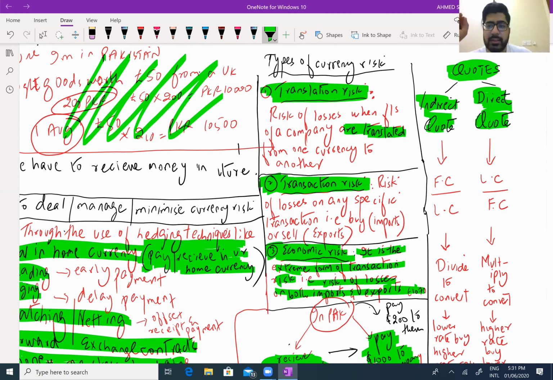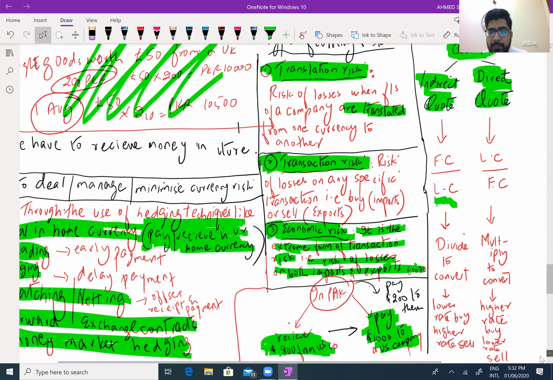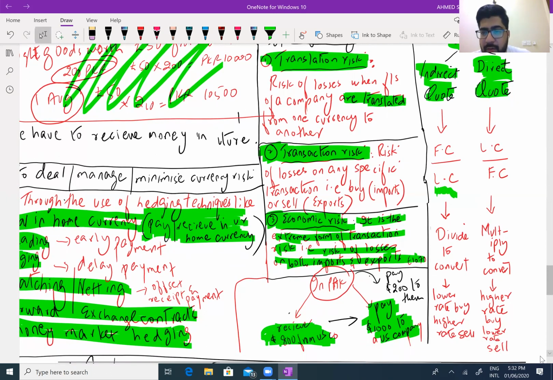Whenever you see that the foreign currency is in the numerator and the local currency is in the denominator, that's a sign of indirect quote. Whenever you see indirect quote, remember, to convert from one currency to another, you need to divide.